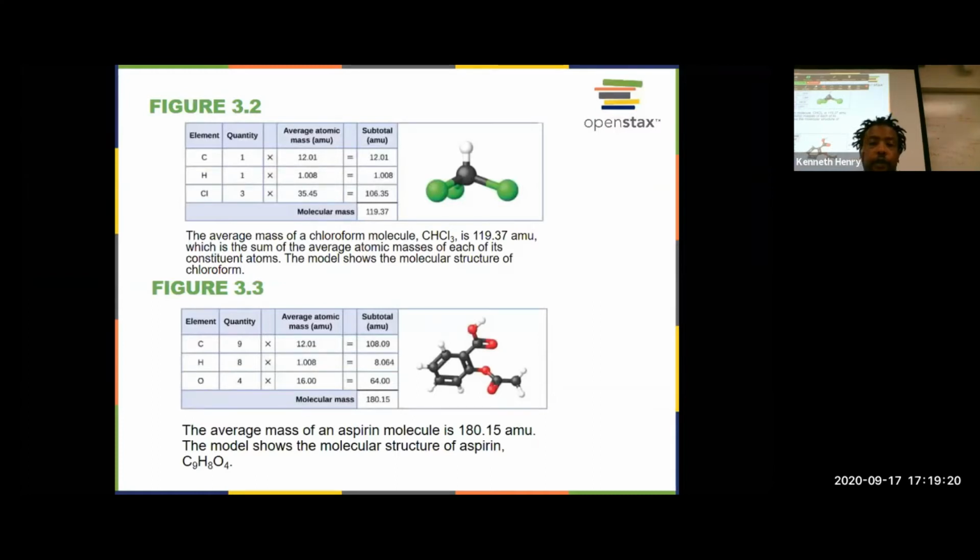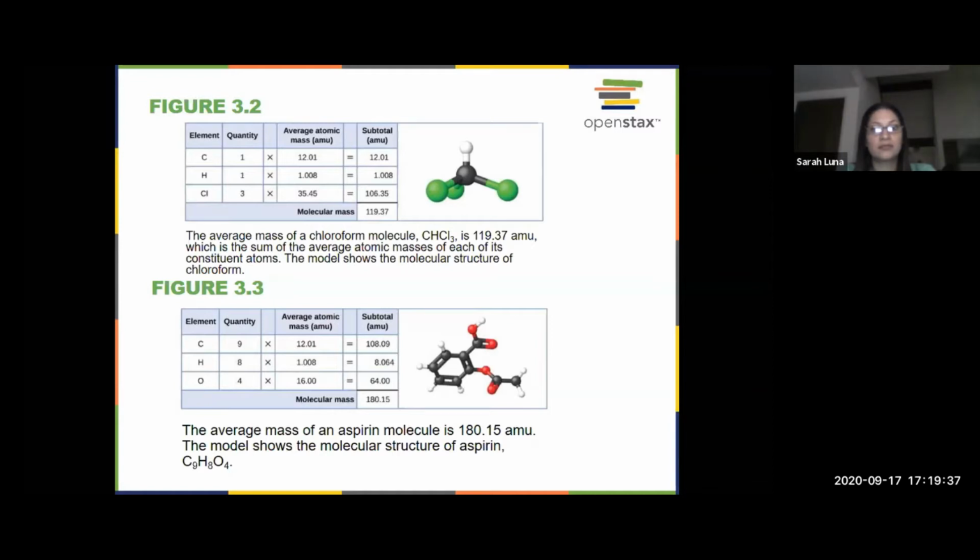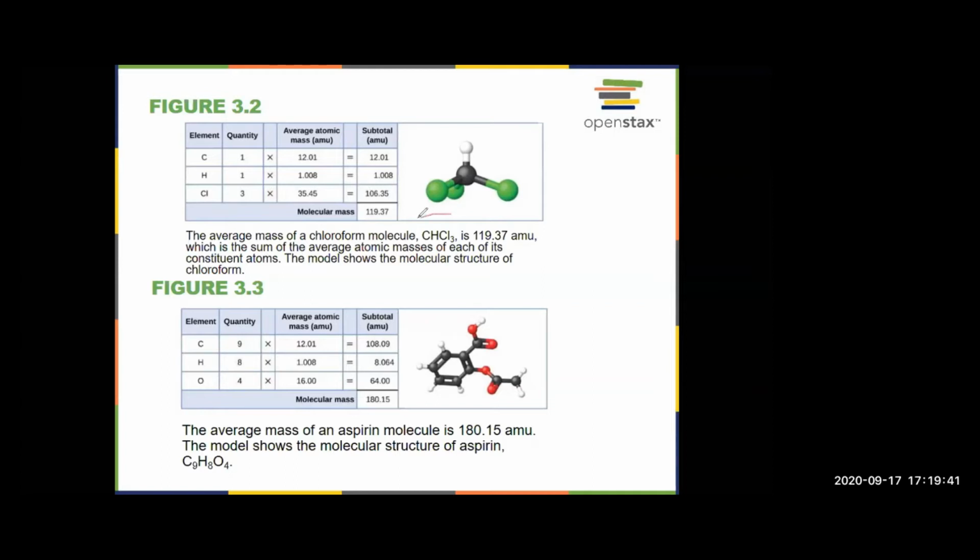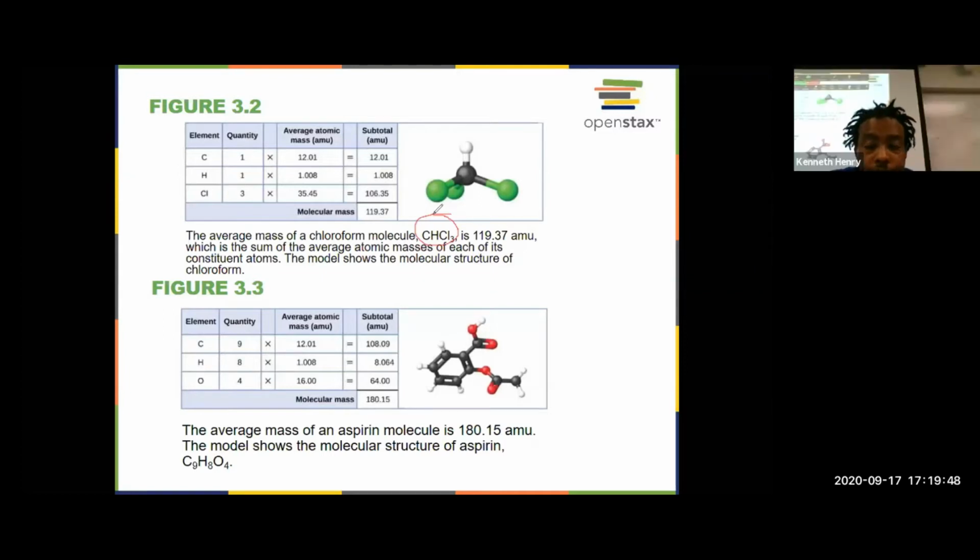So for instance, if we're looking at chloroform, the chemical formula for chloroform is CHCl3. Okay, so it has how many carbons? 1. How many hydrogens? 1. How many chlorines? 3.